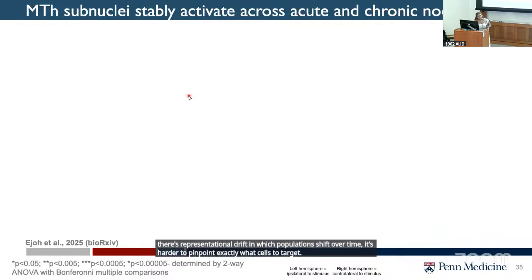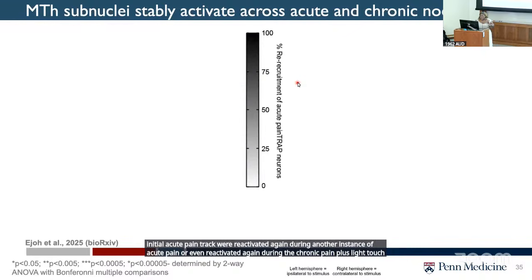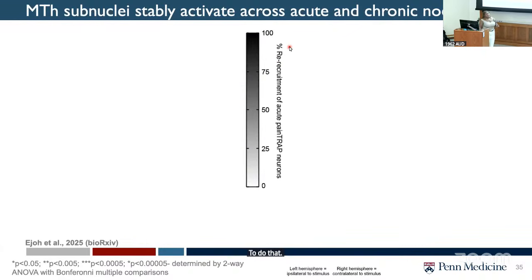So we then asked the question of whether the cells that were activated during the initial acute pain TRAP were reactivated again during another instance of acute pain, or even reactivated again during the chronic pain plus light touch. To do that, we calculated the percent re-recruitment of acute pain TRAP neurons. So this is, of all the acute pain TRAP neurons, how many were re-recruited later during acute pain again, or re-recruited later during this chronic pain plus light touch.